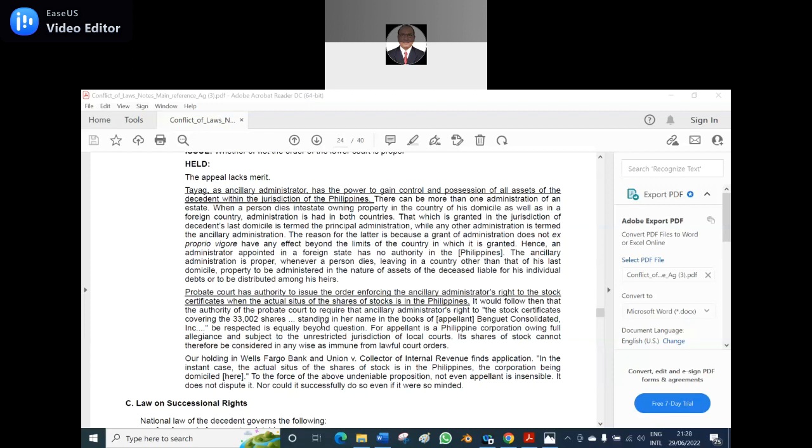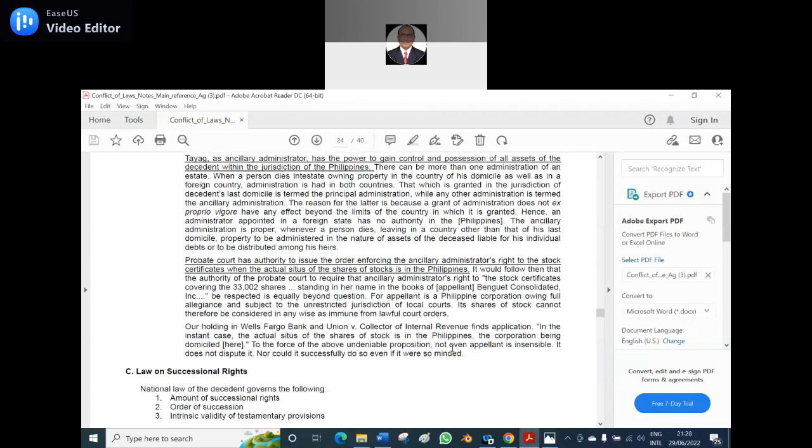Standing in her name in the books of the appellant corporation, which is in New York, and where Rafael is a trustee, is respected equally beyond question, because the domicile of the deceased is New York. At that instance, the connecting factor also says lex loci domicilii. And since the corporation is a Philippine corporation, owing full allegiance and subject to the unrestricted jurisdiction of the local courts, its shares of stock cannot therefore be considered in any wise immune from lawful court orders.